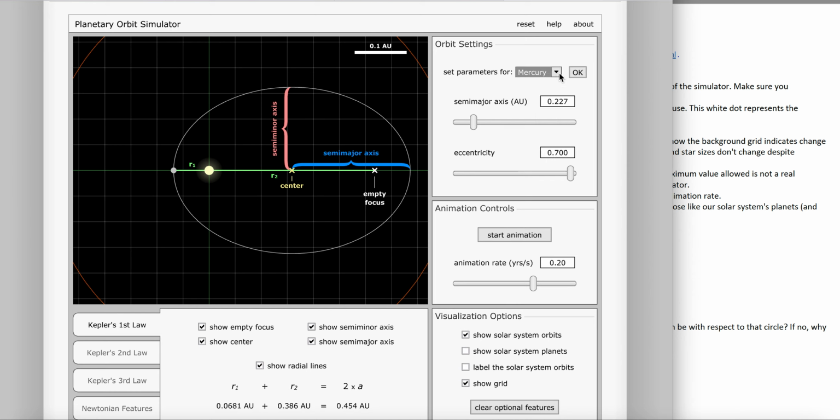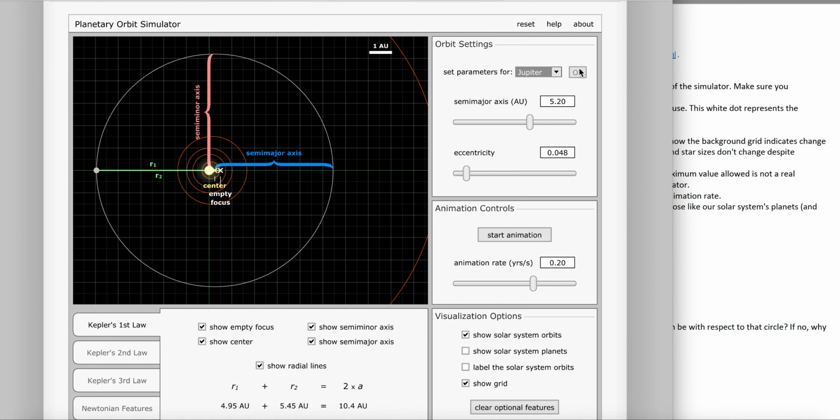By the way, if we were to set our preset to, say, Jupiter, and I say okay, the values will set to that. We'll zoom out so we can actually see it. Now, what's cool is we're actually seeing the orbit of Jupiter, which you can see is pretty darn low on the eccentricity, so almost a perfect circle, right? Now, you can tell that the empty focus and the focus with the star are not exactly at the same place, and you can make out the center there, right?